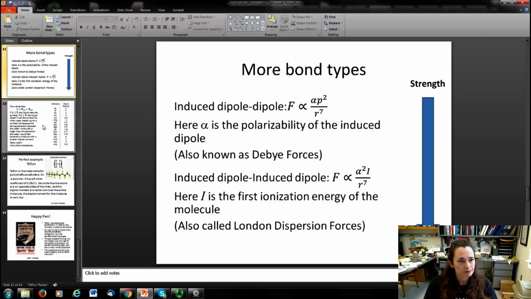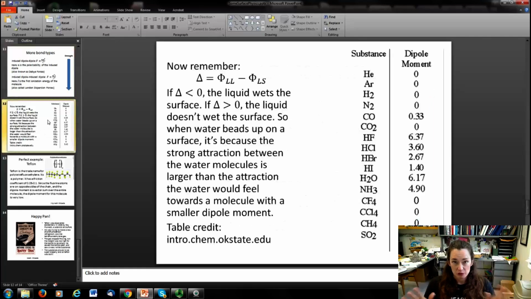Okay, now remember, the whole wetting situation is controlled by the difference, the delta, between the phi LL and the phi LS, right? So if the interaction energy for the liquid with another liquid is stronger than the interaction energy of the liquid with a solid, then you get yourself a non-wetting situation. Okay, so that's when the delta is greater than 0. Whereas if the liquid likes the solid better than it likes itself, right, then you're going to have a wetting situation.